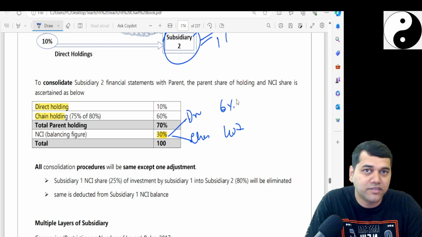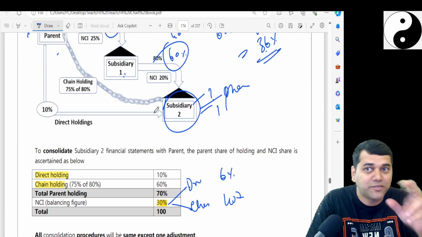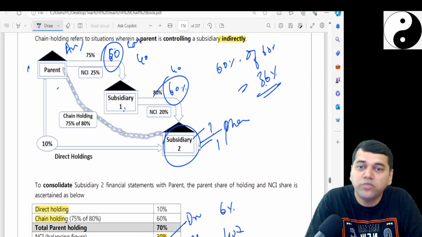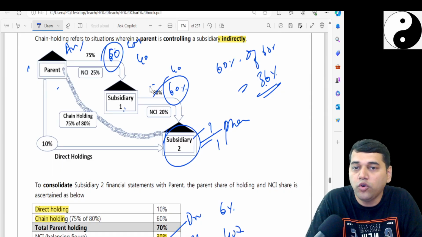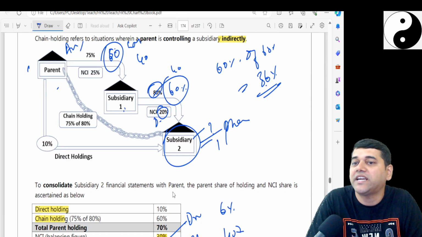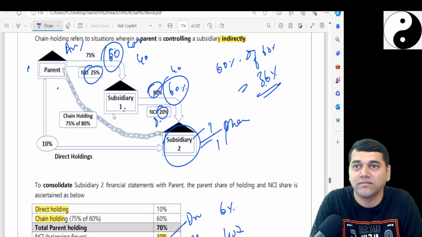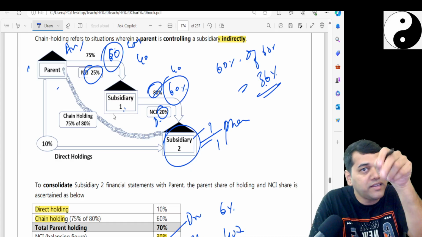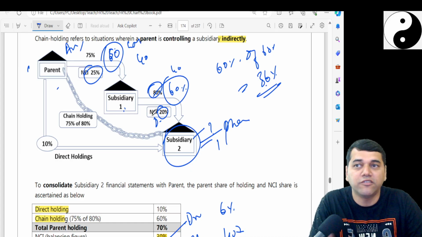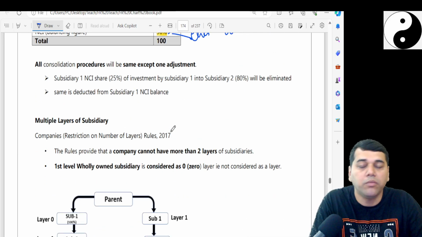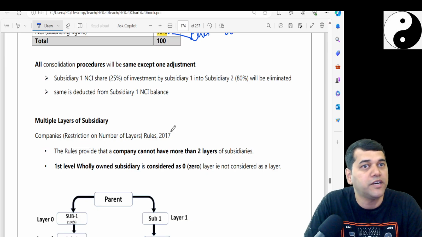In theory, we discussed one question. Here, who is my direct NCI? See, if you hold 80%, 20% is direct NCI. Who is my chain NCI? It is 80% of 25% is my chain NCI. Because my NCI in the first will hold the second, investment in the second. But the problem is when I consolidate, I will consolidate 100% of the asset.